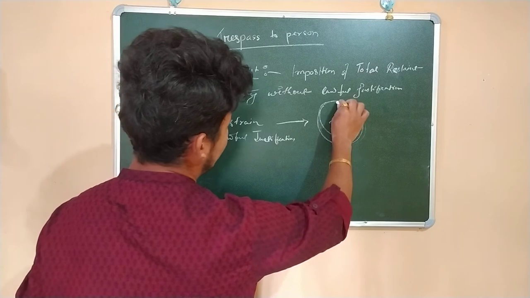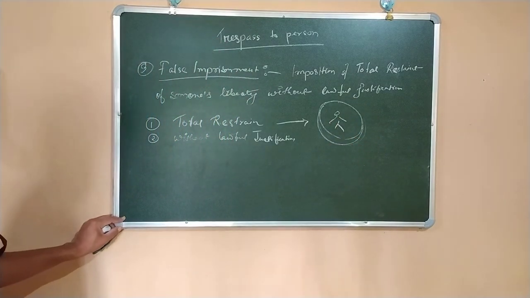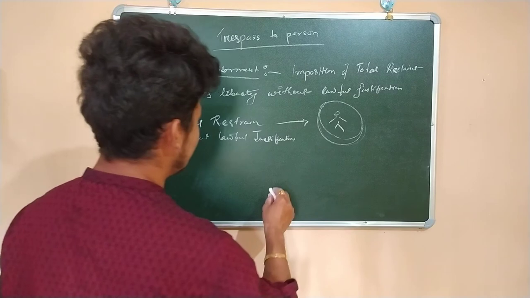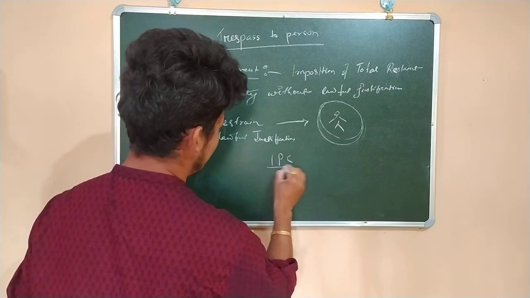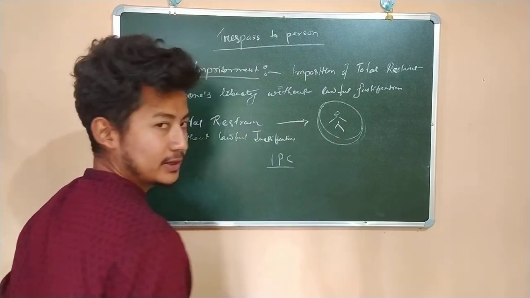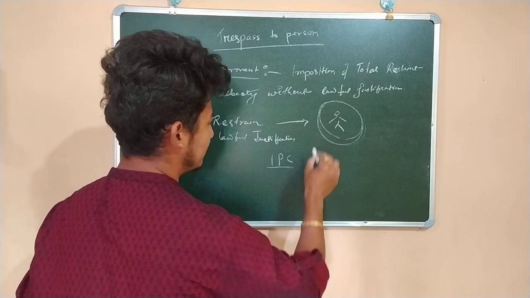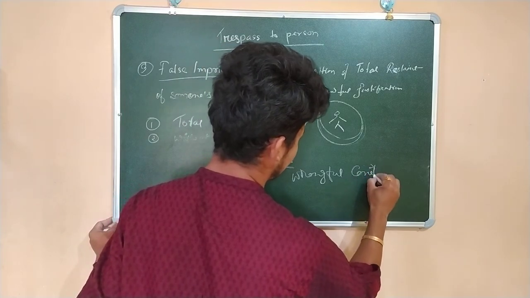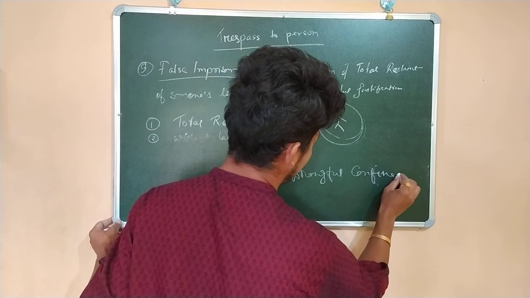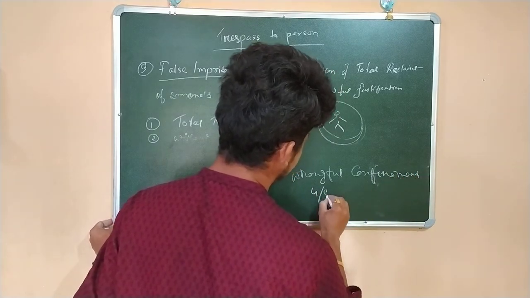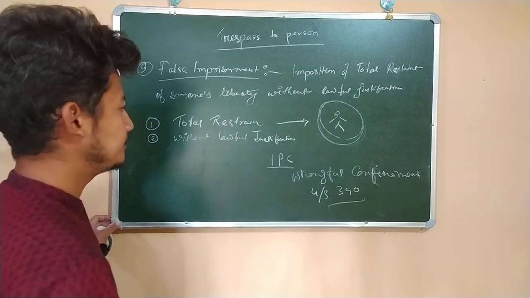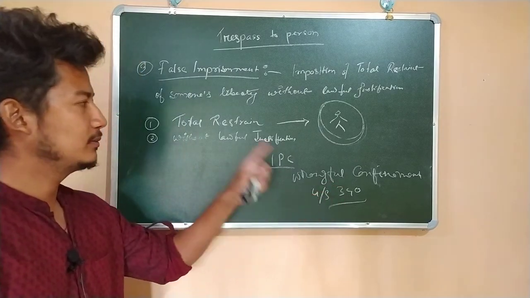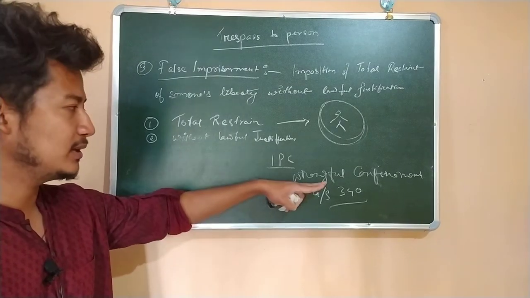So the total restraint, okay, there is no differentiation under the criminal law. What is our criminal law? That is the IPC, okay. So under the criminal law, there is no differentiation between total restraint and partial restraint, okay. So both are actionable as wrongful confinement. Wrongful confinement, I think you have read it, under section 340 of the IPC. A person who has committed wrongful restraint or wrongful confinement will be punished under section 340 of the Indian Penal Code, okay.